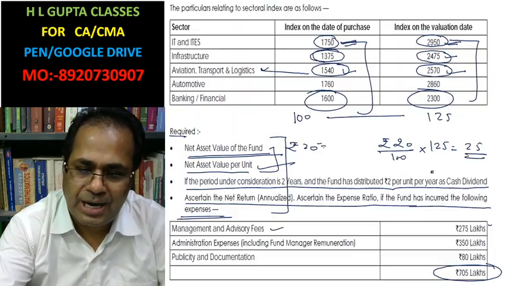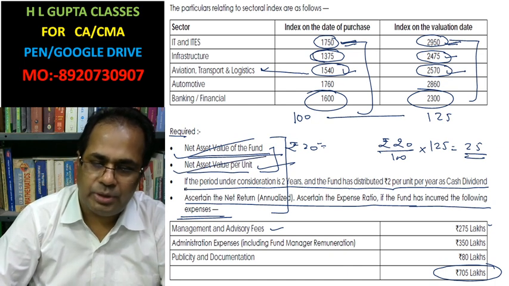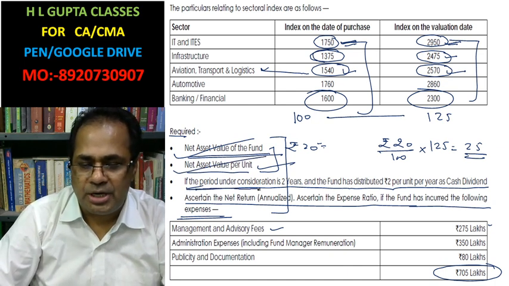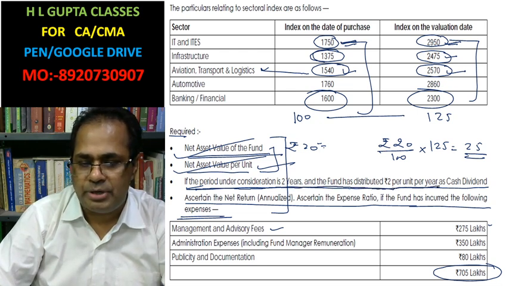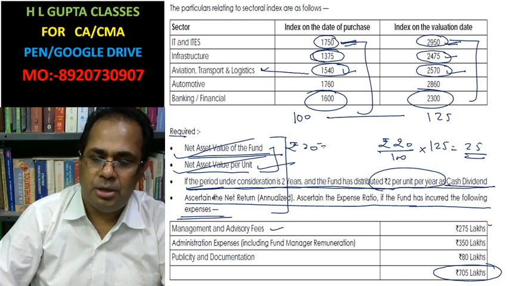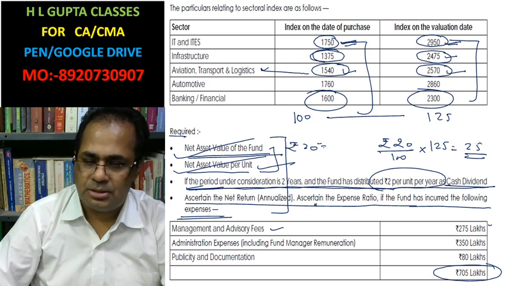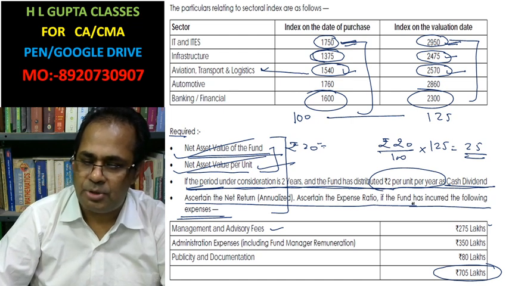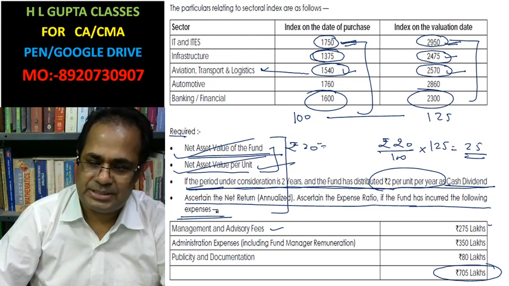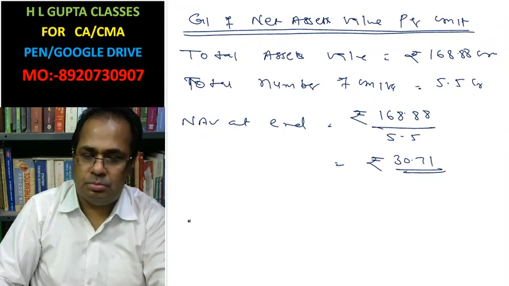Okay. Now we can give the answers. We have calculated net assets value of the fund. We have calculated net asset value per unit. Now in the third part, if the period under consideration is 2 years and the fund distributed rupees 2 per unit per year as a cash dividend, then return we have to calculate. Ascertain the net return and ascertain the expense ratio if the fund has incurred the following expenses. Now look at it. Return we have to calculate.